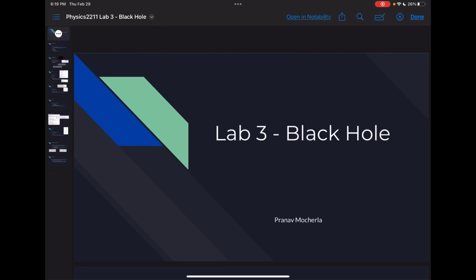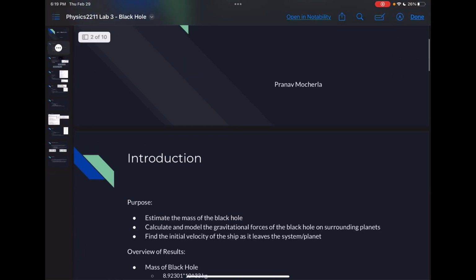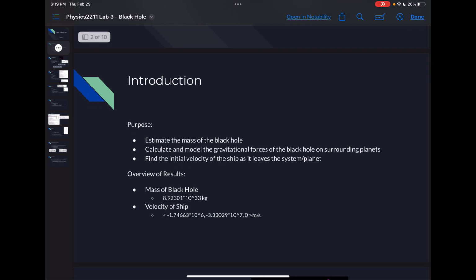This is my lab 3 black hole. The purpose of this lab is to estimate the mass of the black hole, to calculate and model the gravitational forces of the black hole on the surrounding planets and on the ship, and also to find the initial velocity of the ship as it leaves the system in the planet.